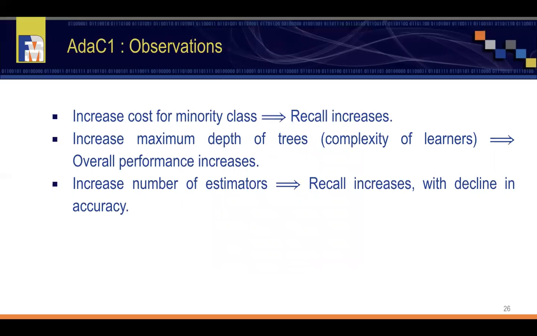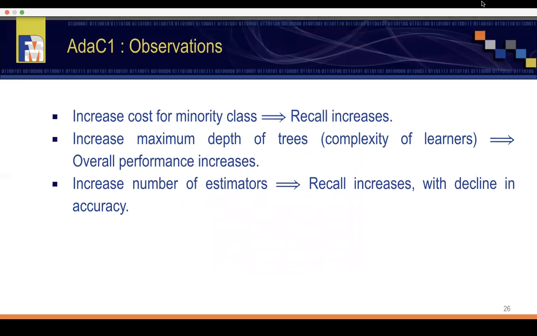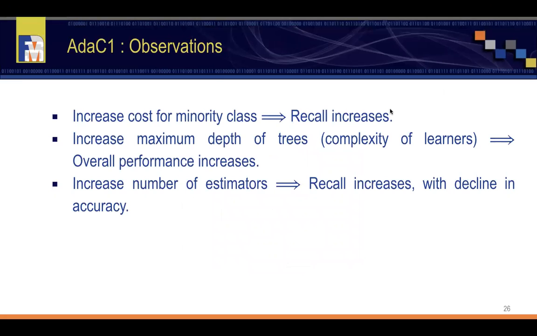So we've conducted similar experiments for the ADAC2 and ADA cost algorithms, and the observations can be summarized as follows. First, increasing the cost for the minority class results in better performance with regard to recall. Second, increasing the depth of the decision tree, which also means increased complexity of the learner, gives higher overall performance, recall, and accuracy. The third observation we make is that increasing the estimators produces a classifier with high recall and a decline in accuracy.